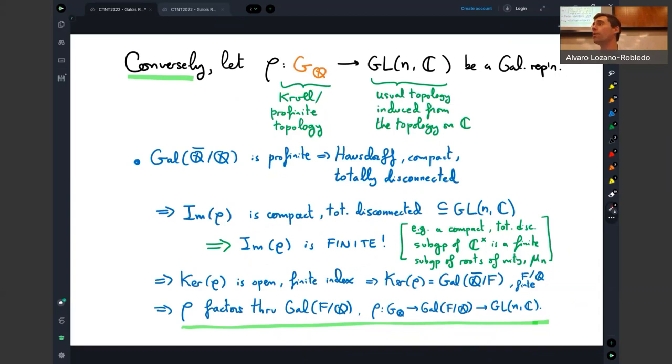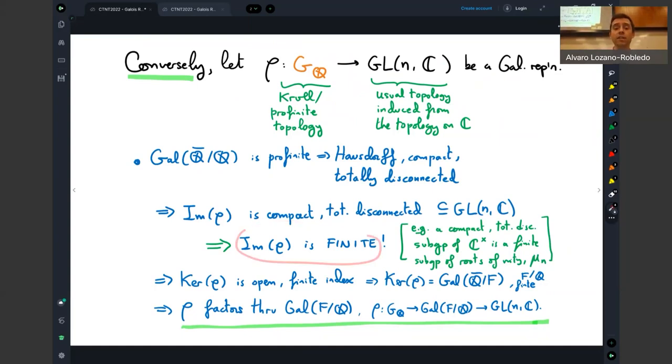But if you just think of GL1, suppose this is a GL1 representation, so it's going into the complex numbers. First of all, a compact subgroup would have to be bounded. If it is bounded, you can prove that the image has to be contained in the circle of radius one. And then if it is totally disconnected, if you try to take a subgroup that is infinite inside the circle of radius one, you'll see that you end up getting something that is dense in the circle. So since it is not dense, because it's totally disconnected, it actually has to be a finite subgroup of roots of unity. Okay, so this is an exercise to prove first for GL1 and then for GLN. So the image is finite.